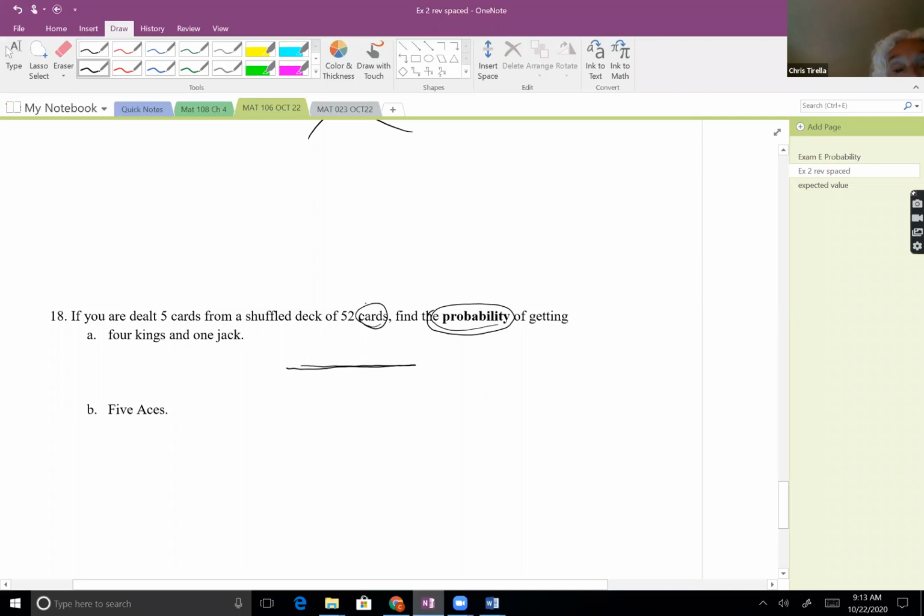Probability means it's a fraction. Cards tells me it's a combination. Whole sample set, there's 52 cards and I'm picking 5. Numerator is what I want. I want 4 kings. If the denominator is a combination, the numerator will consist of combination. There are 4 kings and I want all of them. And tells me to multiply. I want 1 jack. There's 4 jacks and I want 1 of them. So denominator, we already figured out. What was that? 2598960.